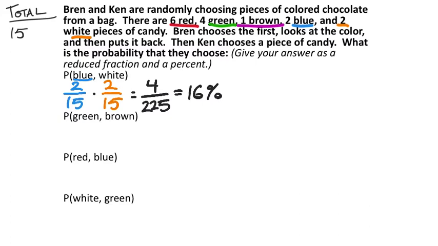Well, what about the probability of green and then brown? Well, green is 4 out of the 15, because there's 4 green pieces, there's 15 total pieces. Now again, that piece is put back, so when Ken goes to choose brown, there's still 1 brown piece, but again, we're looking at 15 pieces. So really these 2 are both independent, because Bren is putting the first piece back on this one. I don't see any simplification on this one. In the numerator, 4 times 1 is 4. In the denominator, 15 times 15 is 225. And we've already done that in the calculator, just like we see above. That is still 16%.